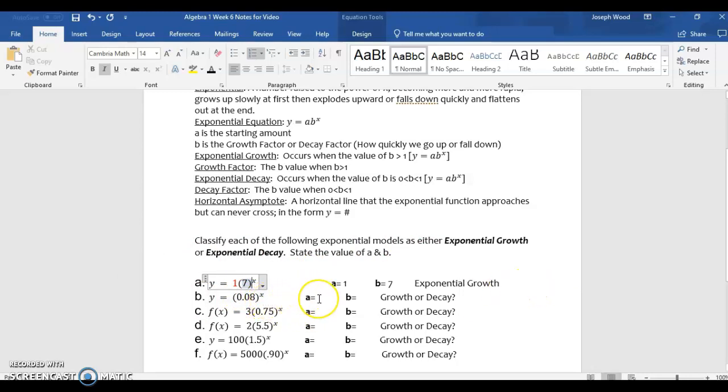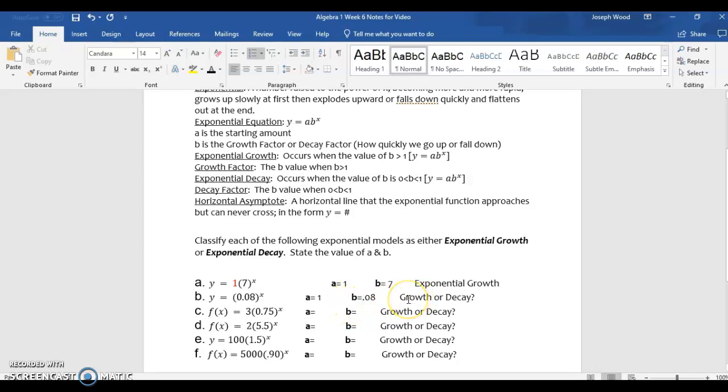So by that same thought process, what I know about b is this. 0.08 is raised to the power of x. So this is not my a value, it's my b value, 0.08. And because I don't have another number there, I know that my a value must be equal to 1.